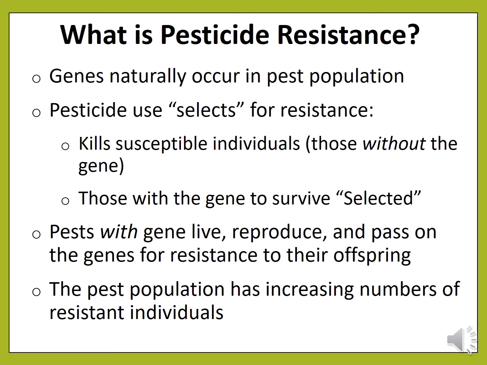It does that by killing susceptible individuals, or those without the genes, and those with the genes are able to survive. They are selected by the pesticide exposure. Pests with the gene will live, reproduce, and pass on the genes for resistance to their offspring. The resulting pest population will have increasing numbers of resistant individuals.